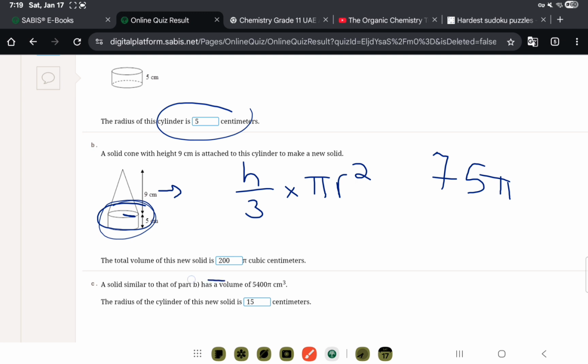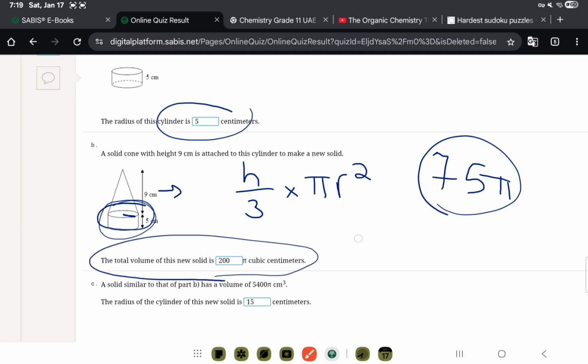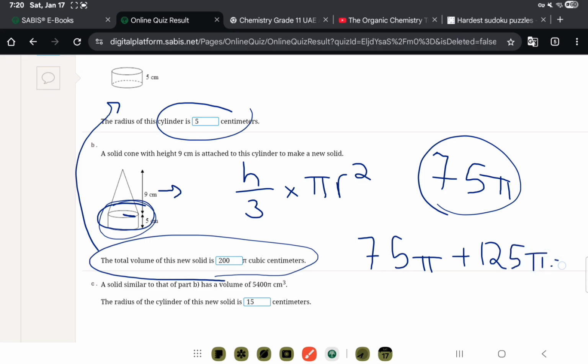Okay, so we need to find the total volume, 55 pi, and we need to add it to the volume of the other part, which is 125 pi, equals 200 pi. Okay, that's it. Now for this one, we need to focus.